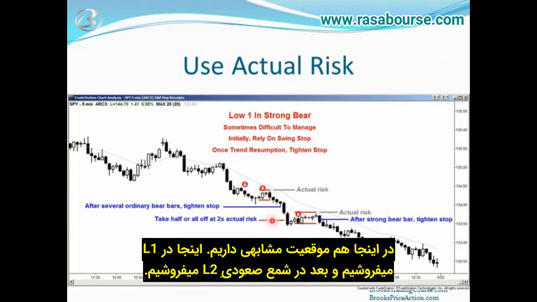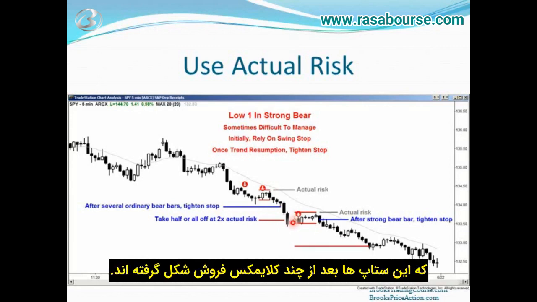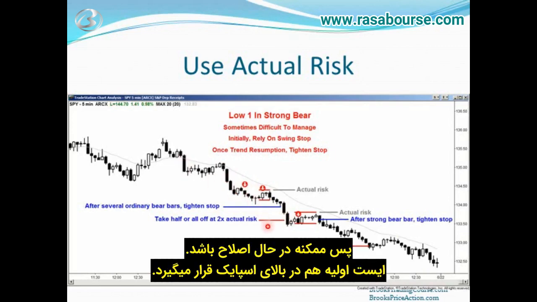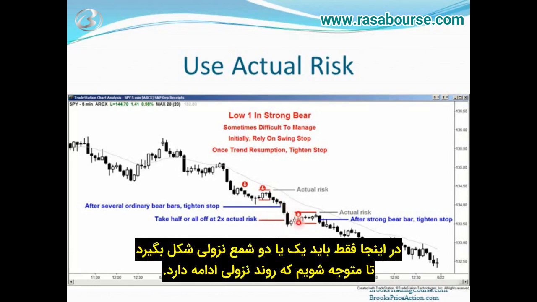Here's a similar situation. If you shorted this low 1 below 2 bull bars after consecutive sell climaxes, sell climax here, sell climax here, sell climax here, and the market might be starting to correct. Initial stop above the spike. Okay. Once the market started to turn down, here all you need is 1 or 2 big bear bars to believe the market is resuming.